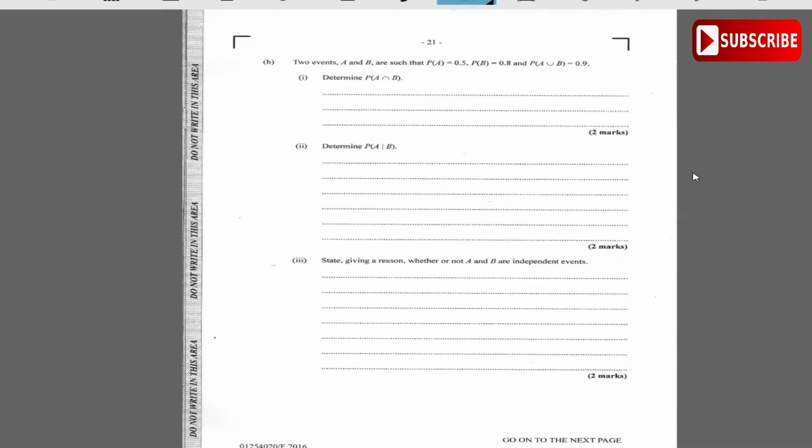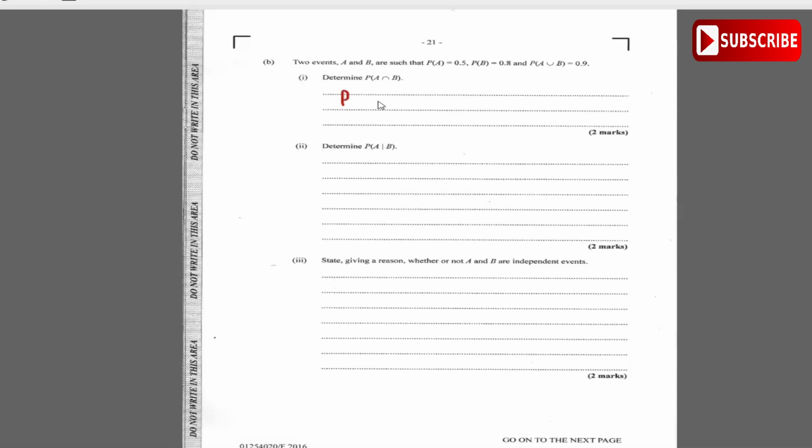Now part B. Part B says that two events A and B are such that the probability of A is 0.5, the probability of B is 0.8, the probability of A union B is 0.9, and it says calculate the probability of A intersect B. Now there's just a simple formula to do this.